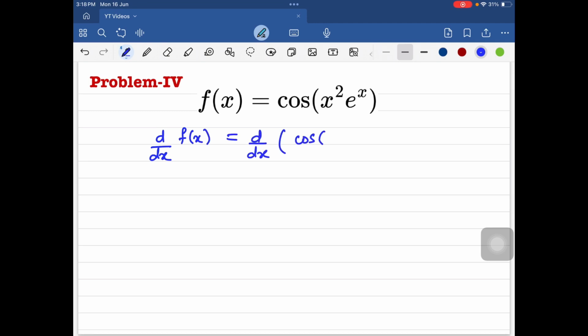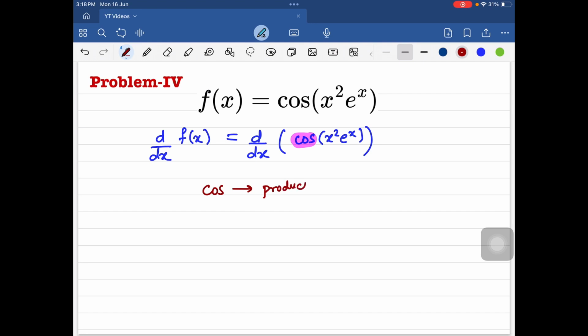It is cos of x square e to the power x. You are thinking correct. What is the outside function here? It is cos. So how are we going to follow the procedure in this problem when we apply chain rule? First, the function cos is there, then inside you can see the product of two functions, algebraic and exponential. Whenever there is a product, you need to apply the product rule.